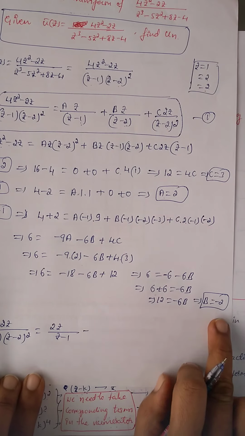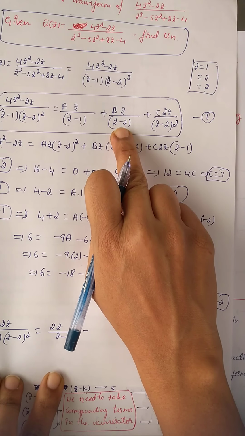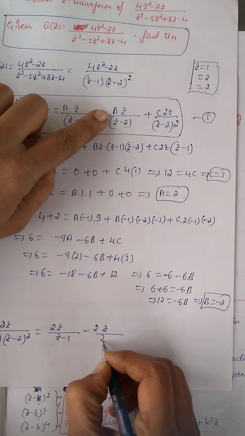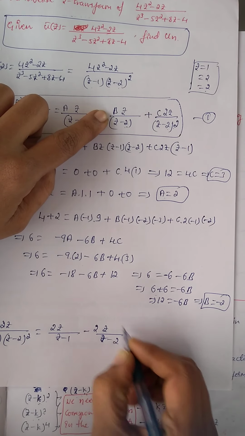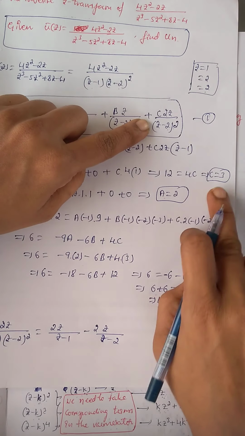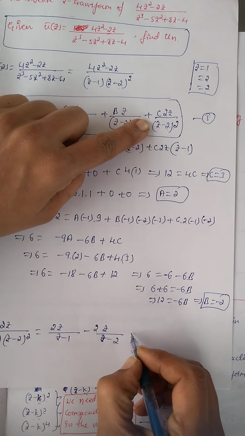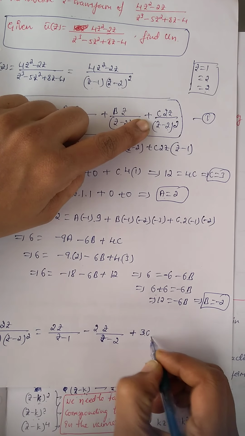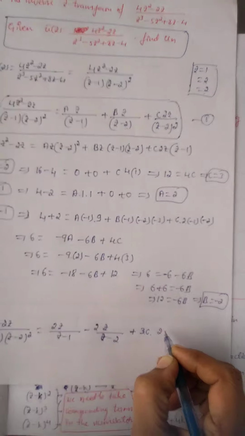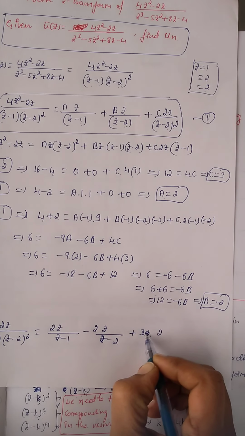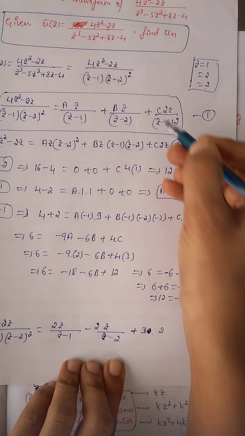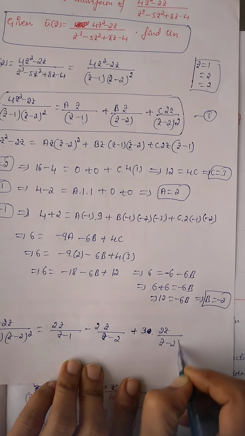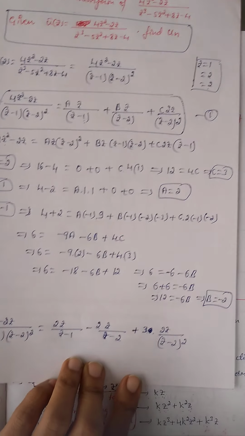and b value is -2. Okay, b value we have -2. Substitute, you will get minus 2z by z minus 2. This is the second term. And third term, c value how much? 3. Substitute, we will get plus 3 into 2z by z minus 2 whole square is the third term.